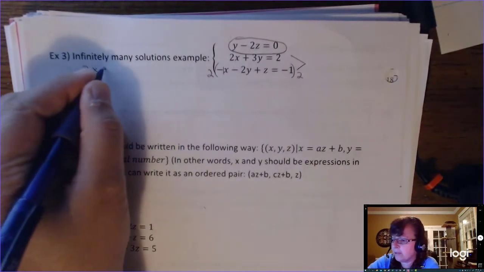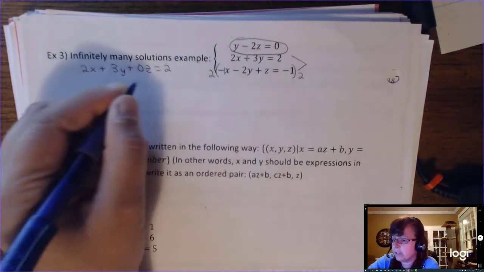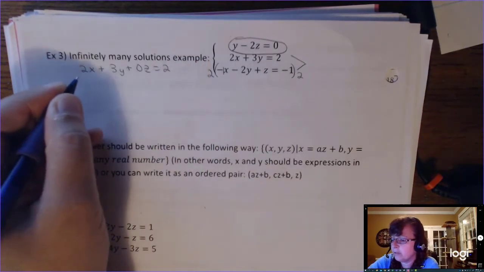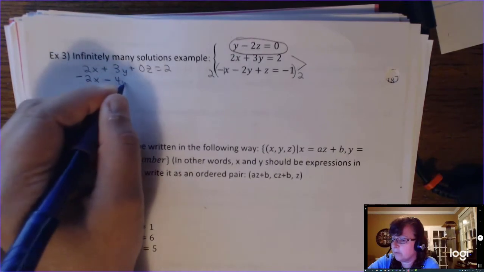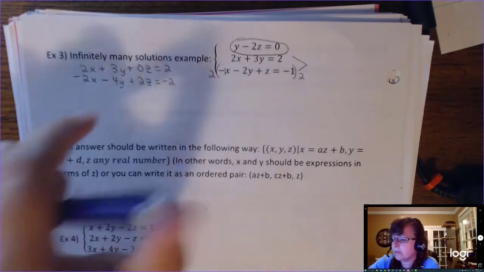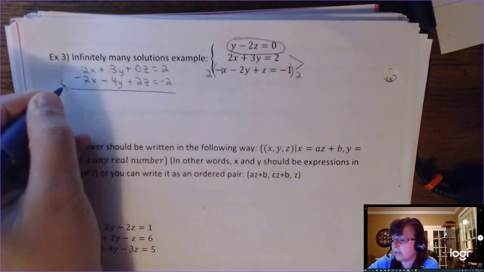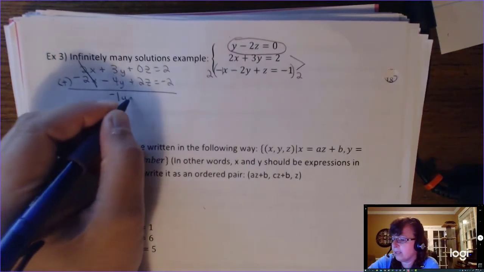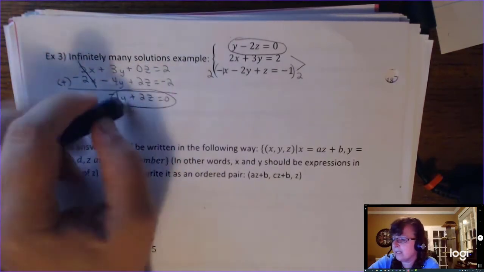And I like to copy them over again because I don't want to mess up, and I'm just going to put a placeholder for my z. If I multiply by 2 times -1, I get -2x, and then I get a -4y, and then I get a +2z, and then I get a -2. Sometimes it's good to put your pencil down and just check, because you can make a lot of careless errors. Alright, now I'm going to add. They are 0. That's -1y plus 2z equals 0. And there's my second equation.